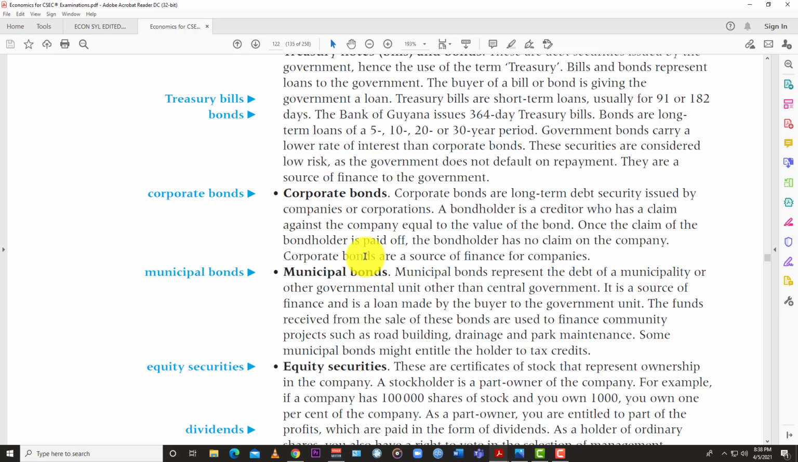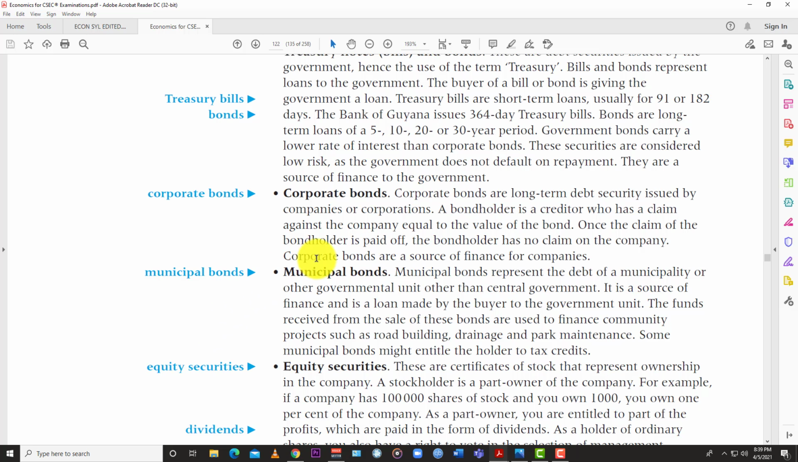So this again is a bond, and it's a long-term debt security. And like I said, debt security means once they repay you the principal, or the amount you initially had, plus interest, that's it. They don't owe you anything anymore. But for equity securities, you have part ownership in that business.